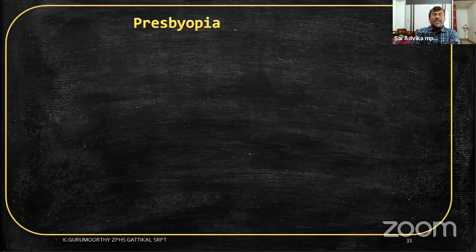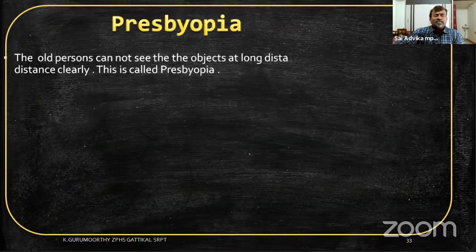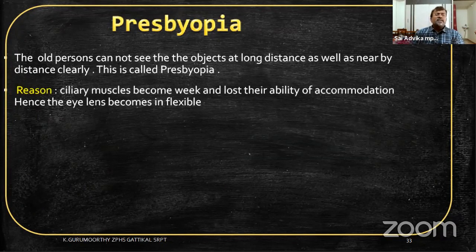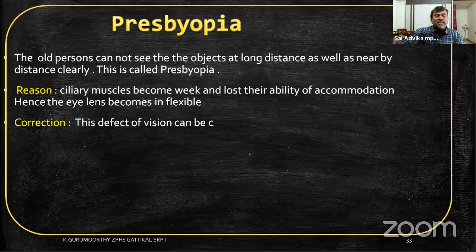But in the case of a person with presbyopia, that is old age persons, the ciliary muscles fail. That is, they become unable to adjust the focal length of the eye lens. In this case, the person cannot see the nearby objects as well as the distant objects clearly. That means presbyopia can be defined as the combination of myopia and hypermetropia. A reason may be that the ciliary muscles become very weak and they lose their ability of accommodation. The eye lens becomes inflexible.